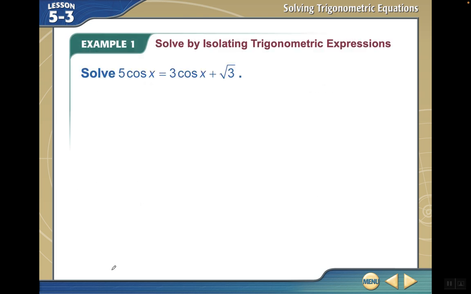Okay, so here is the first one. What we're going to do is solve. So we want to get the cosine terms on one side. If you think about it, it's the same thing as saying like 5x equals 3x. This is one whole term and this is one whole term. So what we can do is subtract 3 cosine x from both sides, which gives us 2 cosine x equals the square root of 3. And then we're going to want to divide by 2. So I have cosine x equals the square root of 3 over 2.